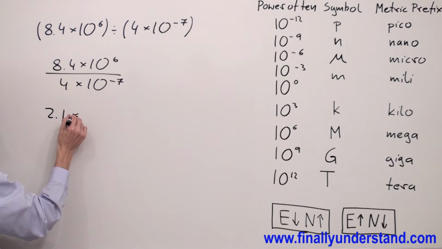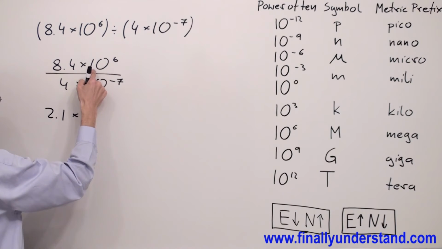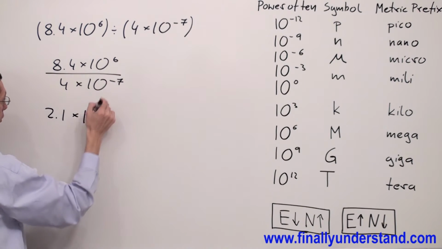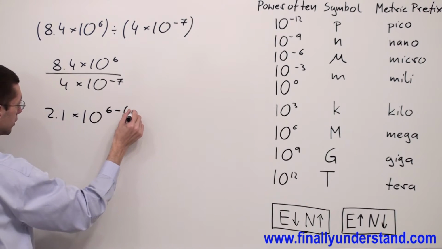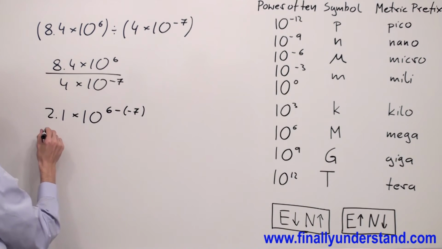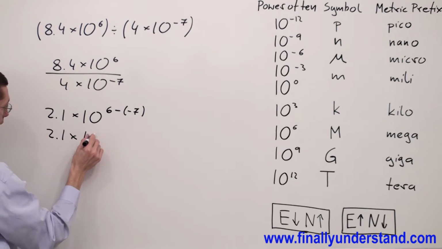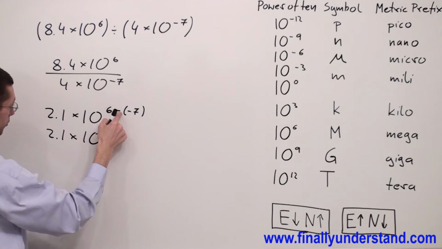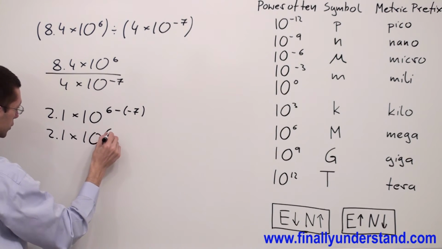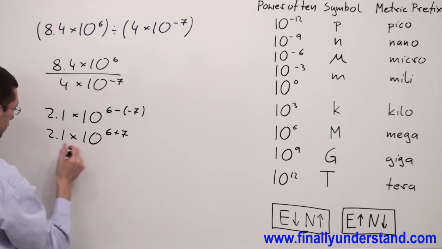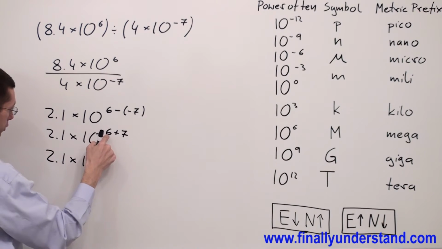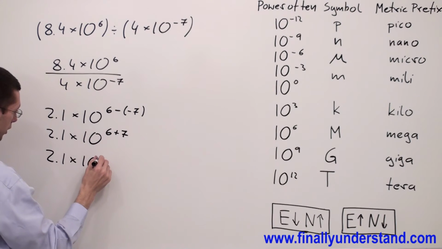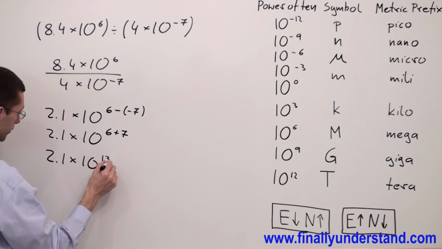2.1 times. Anytime you divide numbers with the same base, you're supposed to keep the base and subtract the exponents. I have 6 minus negative 7. And I have 2.1 times 10. Negative times negative will give me positive. So this is 6 plus 7. 2.1 times 10 to the 13th. 6 plus 7 is equal to 13.